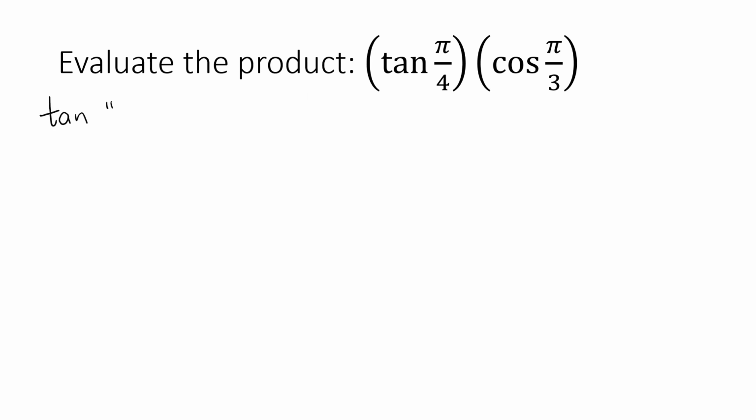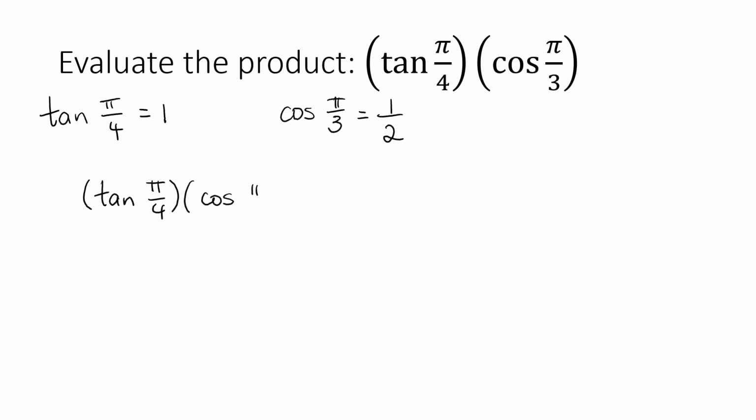The tan of pi on 4 is equal to 1, and the cosine of pi on 3 is equal to 1/2. So the product of tan pi on 4 and cosine pi on 3, we simply substitute: 1 times 1/2, and that gives us 1/2.